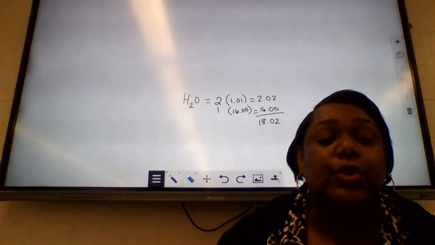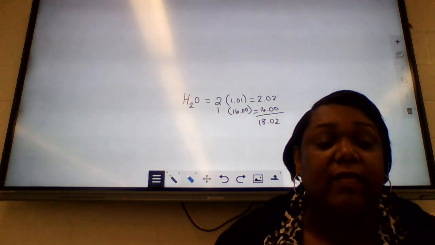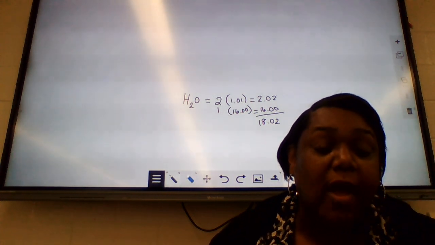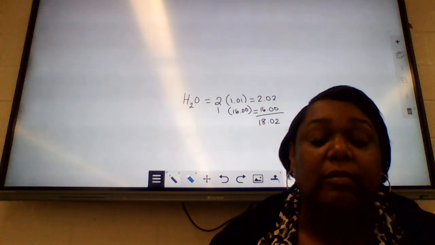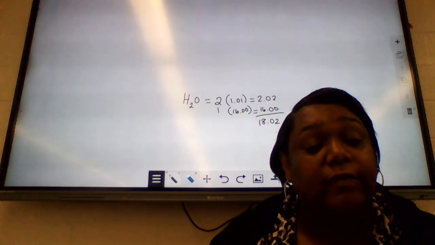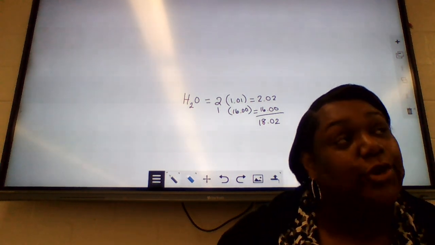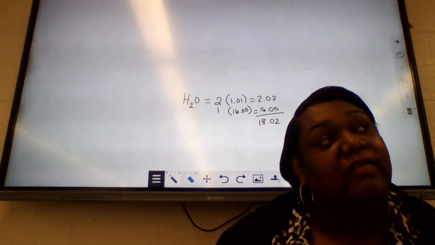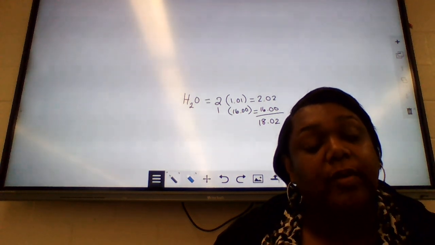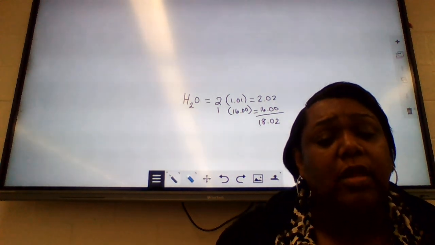Now, when you add those numbers together, that will give you your formula mass for your compound. So no matter what elements are in your compound, all you're going to do to find the formula mass for your compound is actually get the masses for those elements from the periodic table.